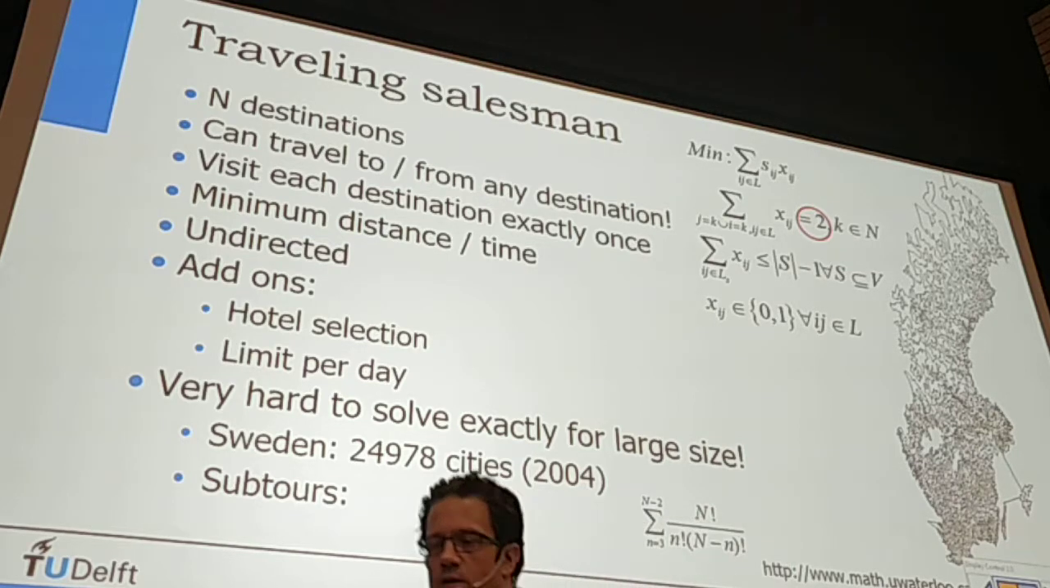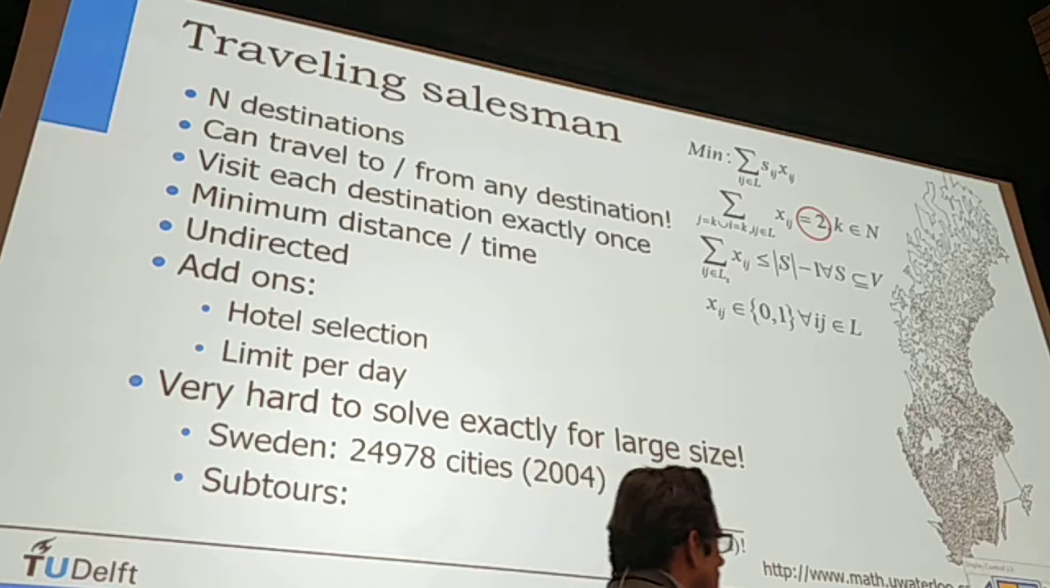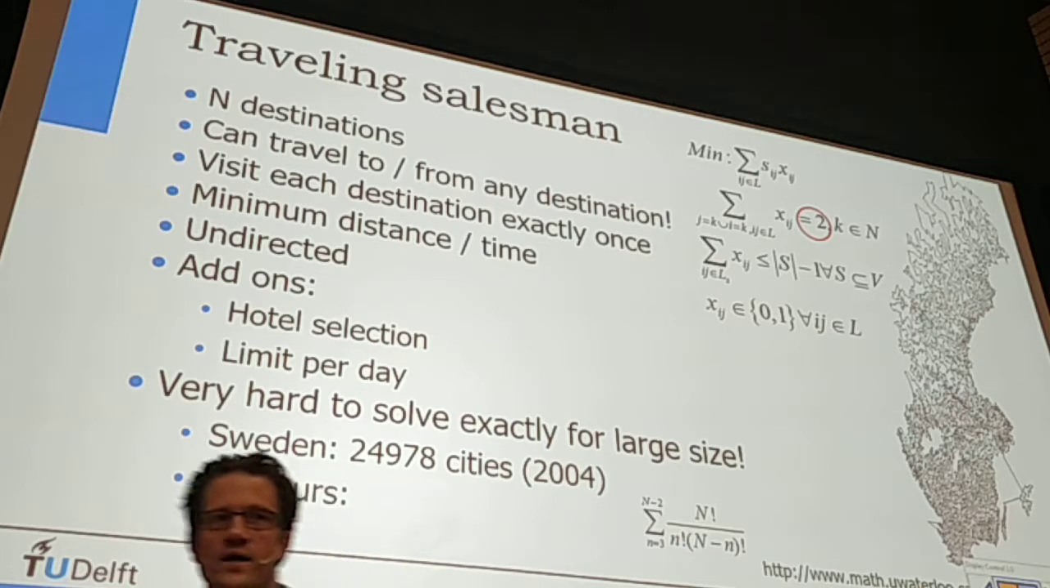So what we have with the traveling salesman problem is a number of destinations, and we can travel to and from any destination. So it's basically an unbounded network. We don't have a limit on which node we can travel from. We can travel from any single node to any other node. And this makes it, from a network perspective, massively big and very complex to actually solve.